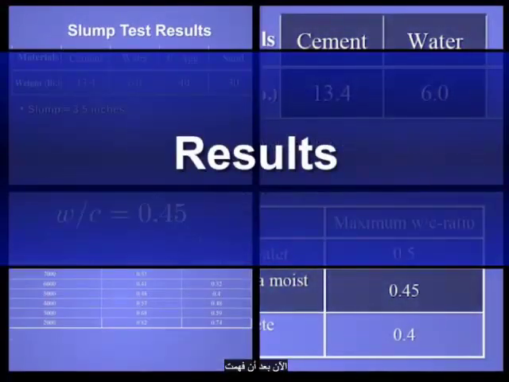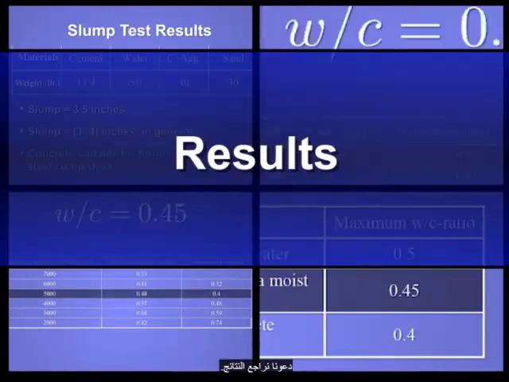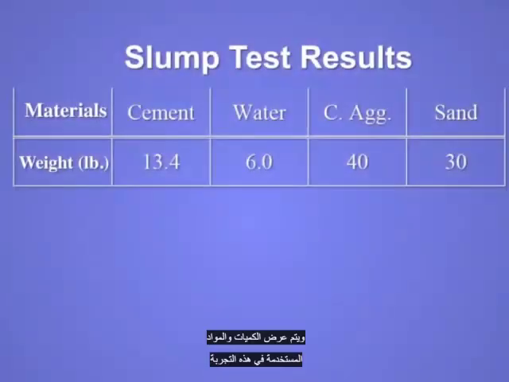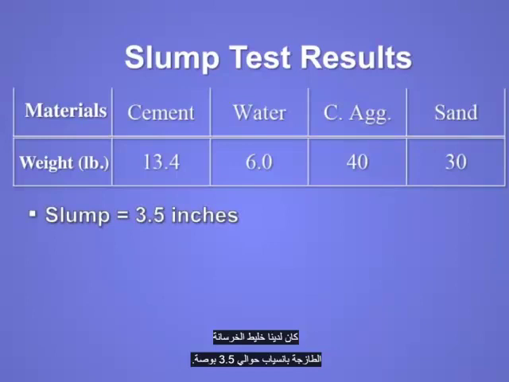Now that you understand how to determine the characteristics of fresh concrete, let's review the results. The quantities and materials used in this experiment to prepare the concrete mixture are shown in this table. Our fresh concrete mix had a slump of 3.5 inches.